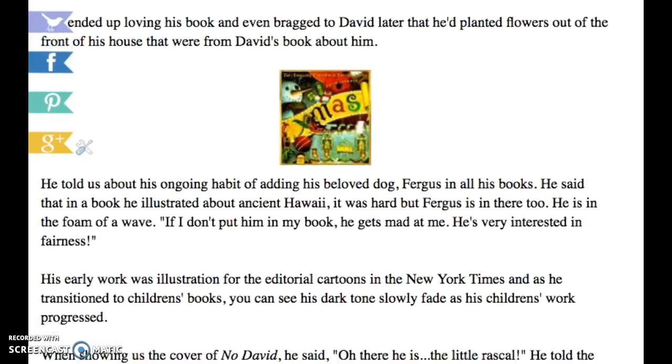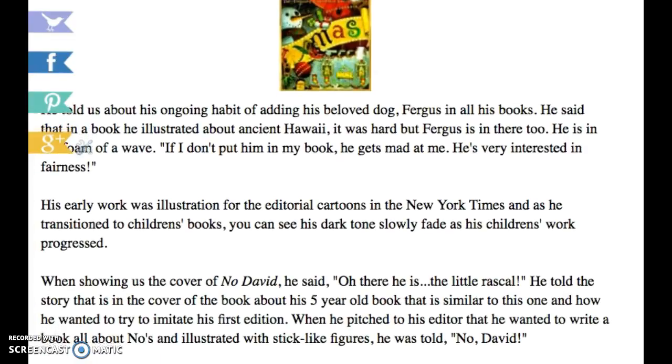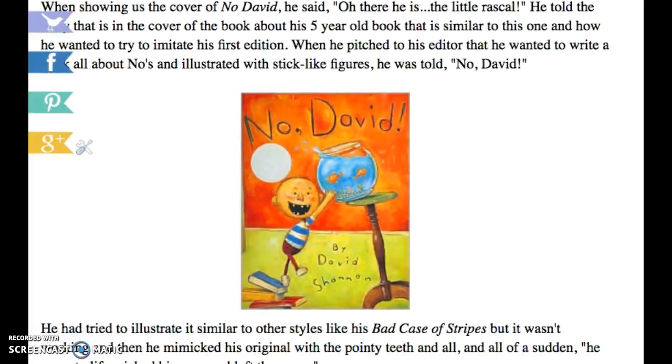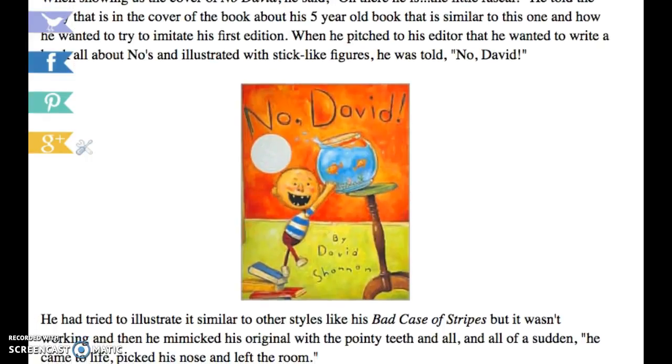And one of the things that I liked about him, he talked about his dog Fergus. And if you ever read David Shannon's books, he always has a white dog in all of his stories, and that's his own dog, Fergus. There's actually a book called Fergus, but it's something that you can look for in all his work. No David's one of his most popular books. It has very little text, but it has great illustrations with vibrant colors.